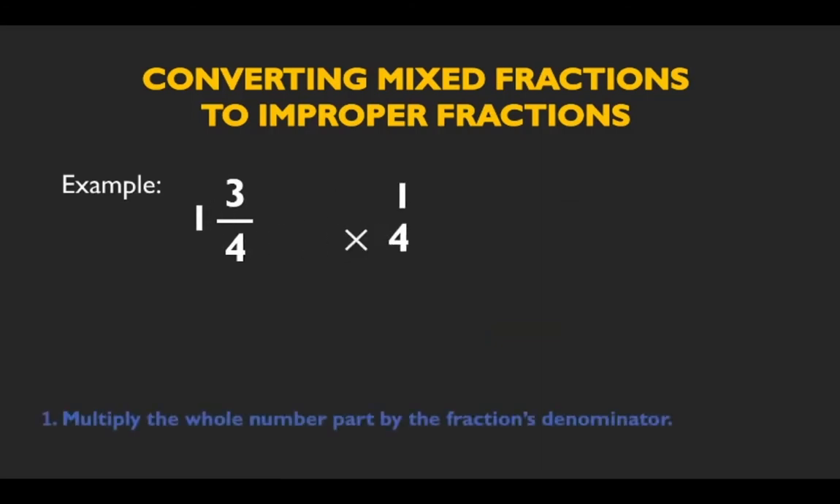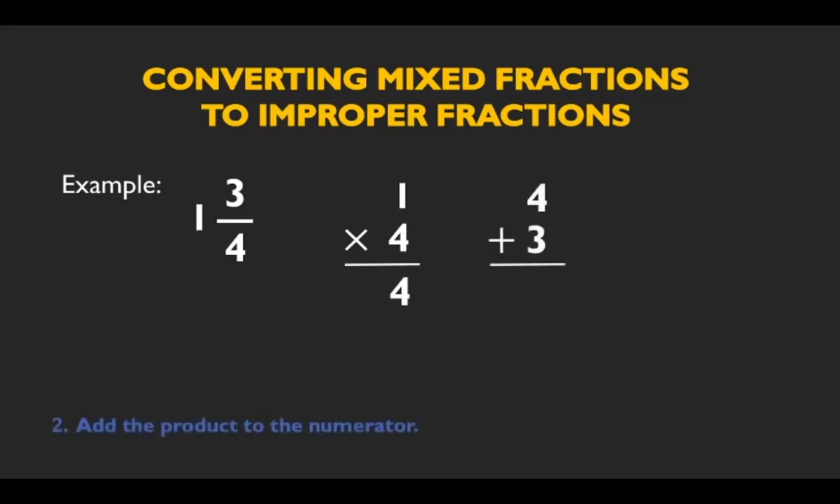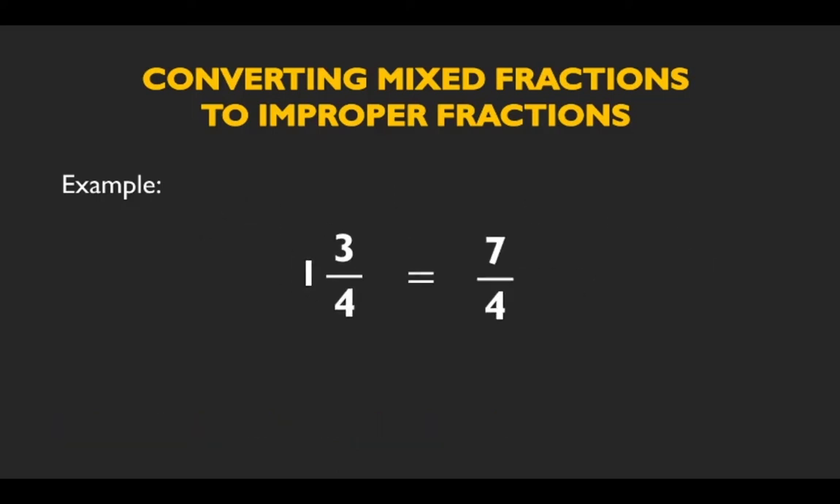1 3/4. We multiply the whole number part by the fraction's denominator, 1 times 4. The answer is 4. Now we add the product to the numerator, 4 plus 3. The answer is 7. We now write the result 7 on top of the denominator, 4. The mixed fraction 1 3/4 is converted into the improper fraction 7/4 or 7 over 4.